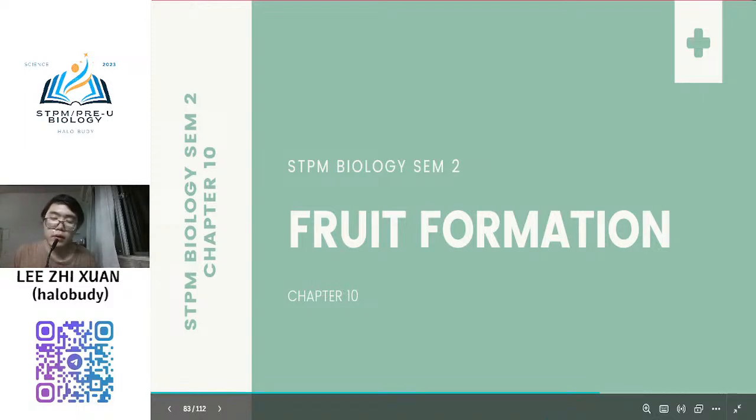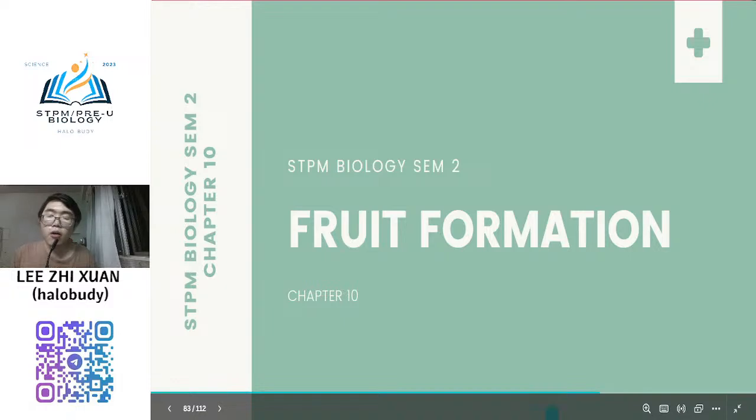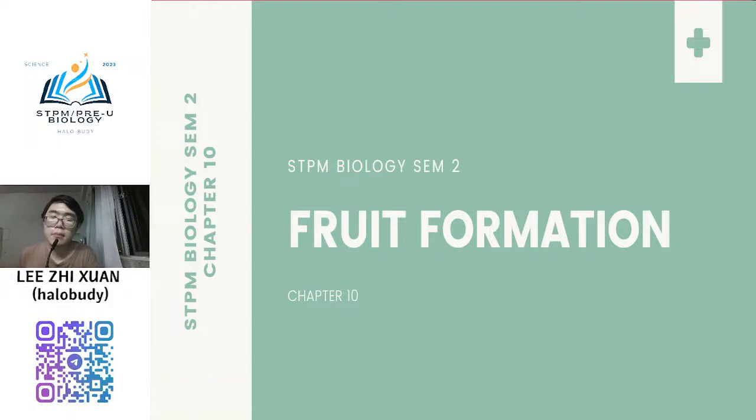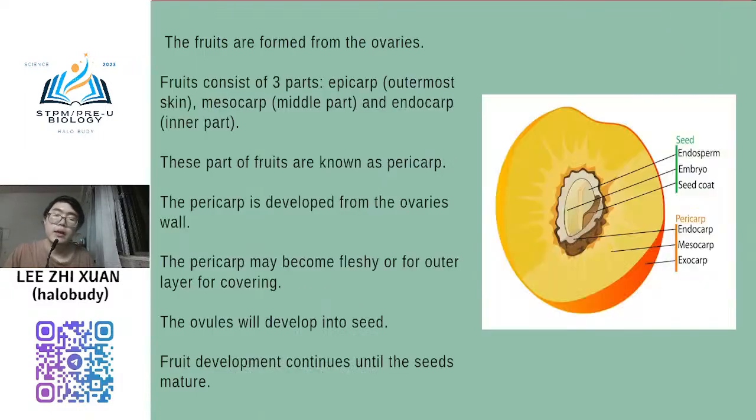So if you remember, after you form the seed, later it will form the fruit, right? So you know that the ovule develops to form the seed, and the ovary develops to form the fruit. Okay, so if you see this, the ovary wall will develop into the pericarp. This is the key structure for the formation of the fruit. So the fruits are formed from the ovaries. The seeds are formed from the ovule. This is the key important point you need to know.